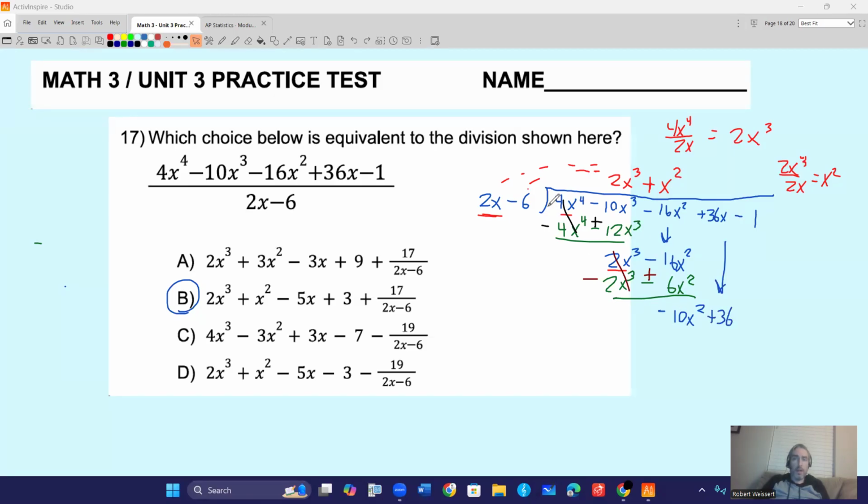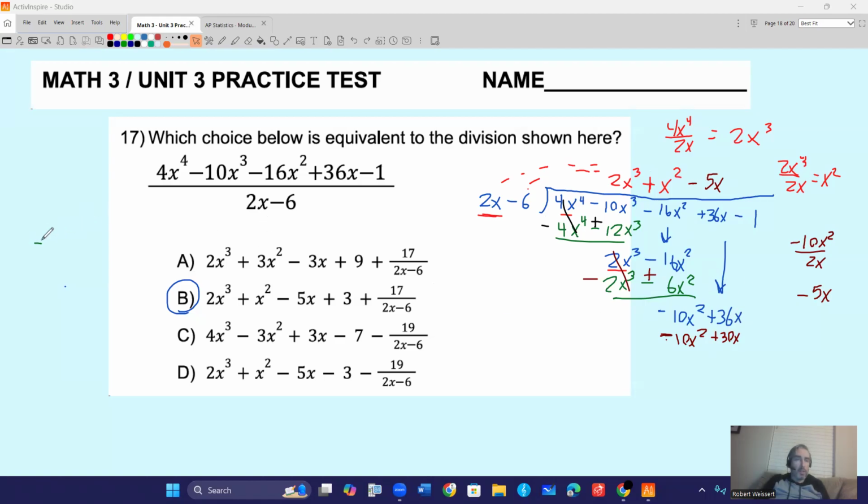Again, repeat the process. So negative 10x squared divided by 2x is going to give you negative 5x. So that's going to go right here above the x's. Distribute: negative 5 times 2x is going to be negative 10x squared. Yeah, so negative 5 times 2 is negative 10. And then negative 5 times negative 6 is going to be plus 30x. That should be an x next to the 36. That's why I paused for a little bit.